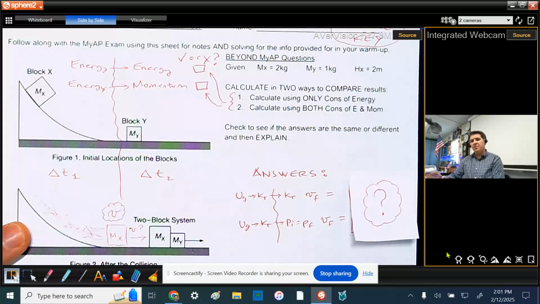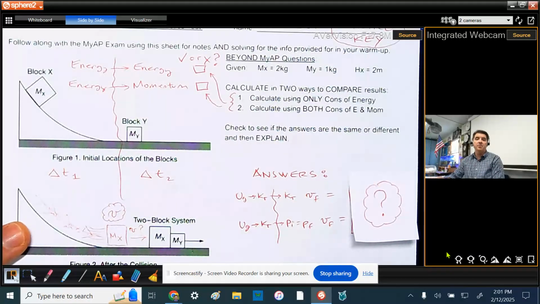But the perfectly inelastic is when they collide and they stick together, and then we know for sure it's not going to be energy conserved. Energy is going to be lost.